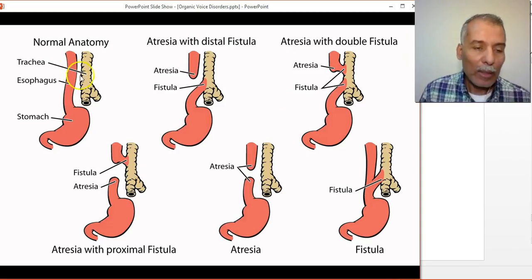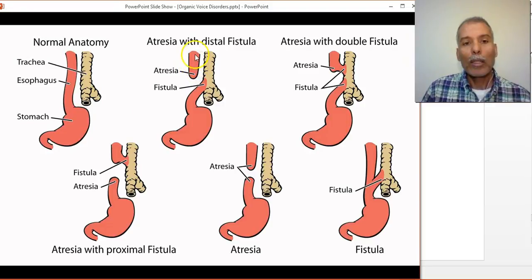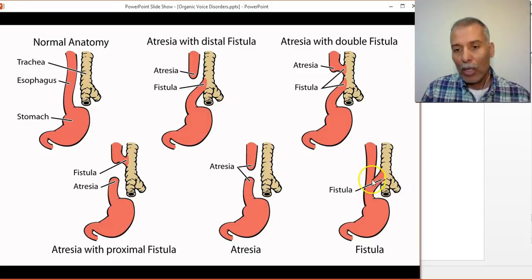So, for example, here, that is the normal situation. But there's a situation where you have the esophagus basically blocked, a piece that's completely blocked, the upper piece, and the lower one is connected to the trachea. And in some cases, you would have a situation like this: separately, the fistula. There's just a wall between the trachea and the esophagus. So these conditions can occur separately or together.